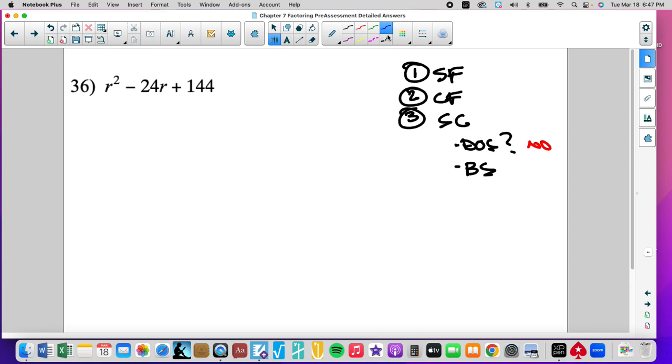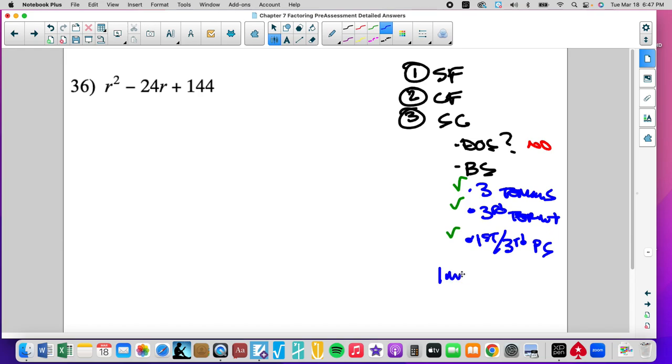So let's go over the four things that binomial square has. Binomial square has three terms. Does this have three terms? 1, 2, 3, yes. The second criteria is the third term is positive. Is the third term positive? Yes. The third criteria is the first and third terms are perfect squares. Is r squared a perfect square? Yes. Is 144 a perfect square? Yes. Okay, and the fourth criteria.